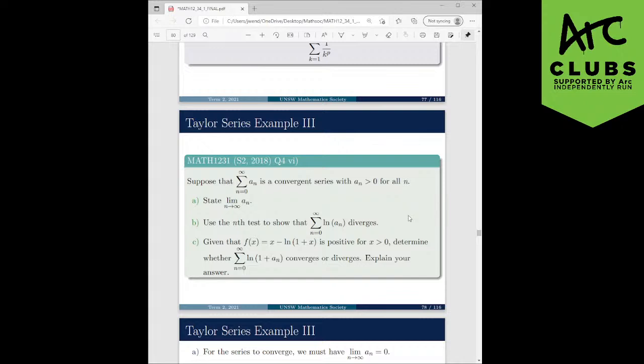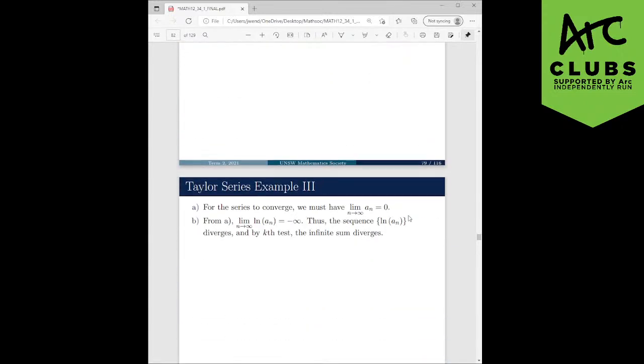Part B, using the nth term test. It's just the k-th term test, called the nth term test here because it's an, not ak. Use the nth term test to show that the infinite series of ln an diverges. Remember what the nth term test is: if your an doesn't go to 0, then you know that it diverges. They already tell you to show it diverges, so you already know. You've got to prove ln an doesn't go to 0 as n goes to infinity.